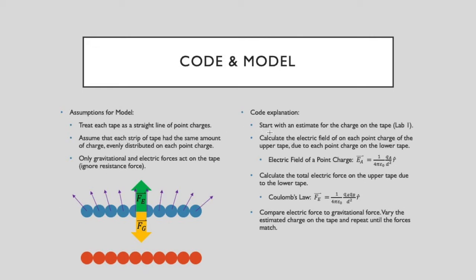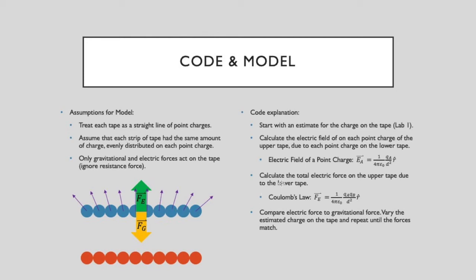For the code, we started with an estimate for the charge on the tape, and we used the value we found for Lab 1. Then we calculated the electric field of each point charge on the upper tape due to each point charge on the lower tape, using the equation for the electric field of a point charge. So for example, for this point here, we calculated the electric field due to every point charge on the bottom, and so on for the rest of the points.